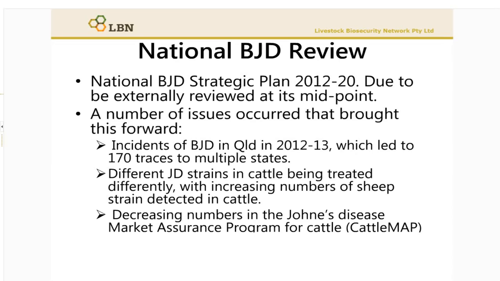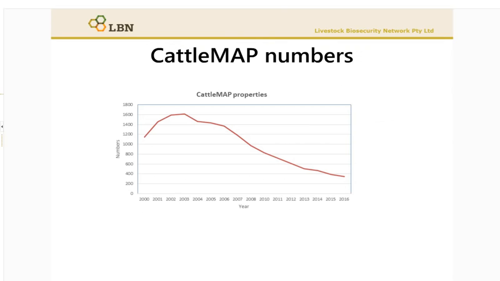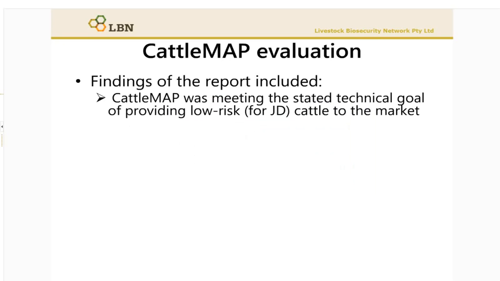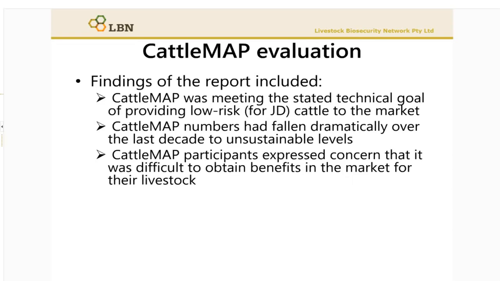And the other thing which was occurring was the decreasing number of herds within the cattle MAP. This is a graph showing what's happened to the cattle MAP properties. From a high of 1,600 properties early this century to less than 400 in 2016, it was becoming quite obvious that there was less value seen in the cattle market assurance program. So it was reviewed as well, and the review concluded that it was meeting its technical goals of providing low-risk animals for JD, for cattle to market.